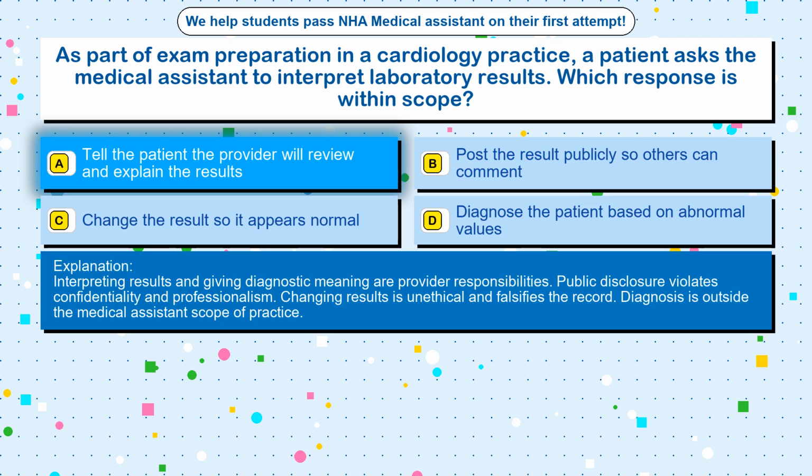Interpreting results and giving diagnostic meaning are provider responsibilities. Public disclosure violates confidentiality and professionalism. Changing results is unethical and falsifies the record. Diagnosis is outside the medical assistant scope of practice.